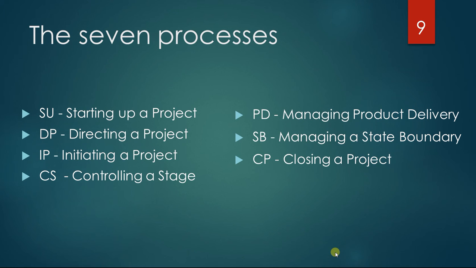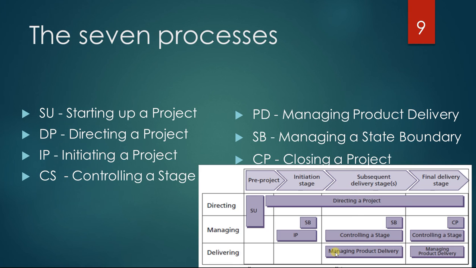Here are 7 processes. When you just look at it, it looks a bit complicated, but I can just show you this figure from the manual, and it looks more simple. You can see here the management levels: the directing, that's done by the project board, the managing, that's done by the project manager, and the delivering, that's done by the team manager. And then you can see who's using the different processes.